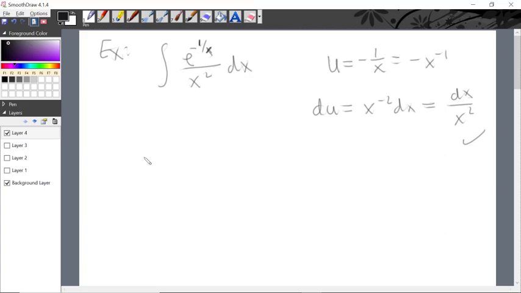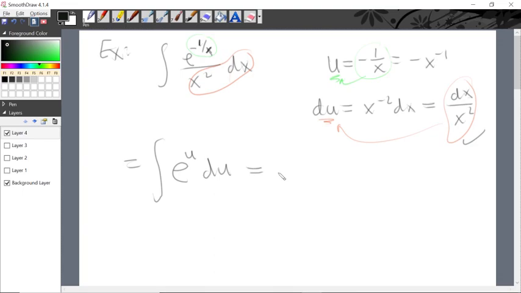Okay, so I'm going to take that. So dx over x squared, this combination here is going to get replaced by du. And e to the negative 1 over x gets replaced by e to the u. All right, negative 1 over x, that's u. So we have e to the u du. And that's a whole lot easier to integrate.